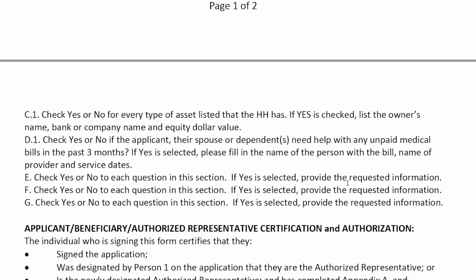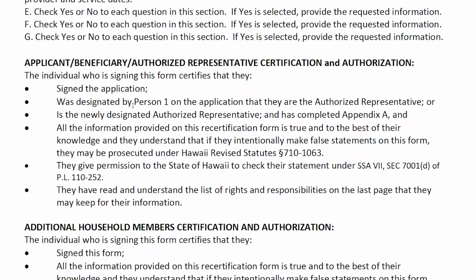Sometimes they will require, like in this example, if you have any unpaid medical bills, you need to notate the person with the bill, the name of the provider, and the service dates. Sometimes they'll ask you for the bill itself. For checking accounts, they typically will ask you for the current month statement. And of course, you have to sign and give permission to the authorized person. You also have to give permission to the state you're applying to, to check the bank account.